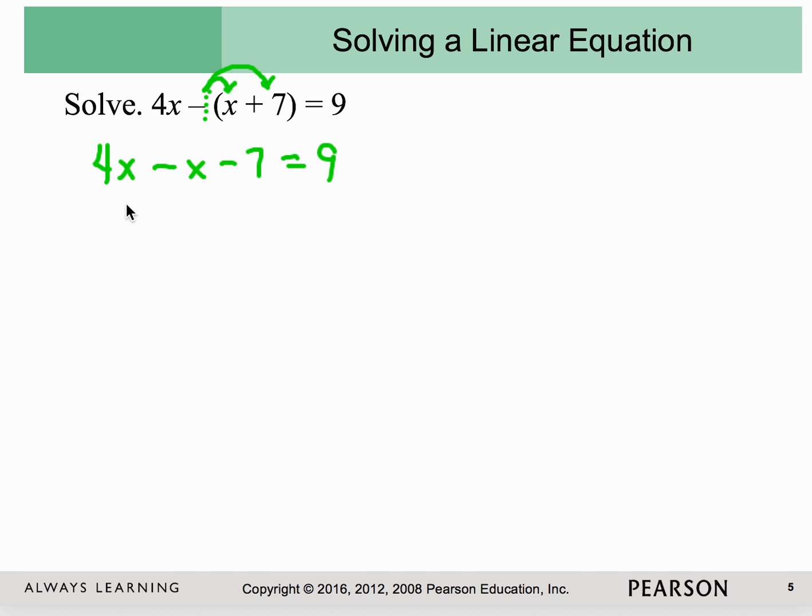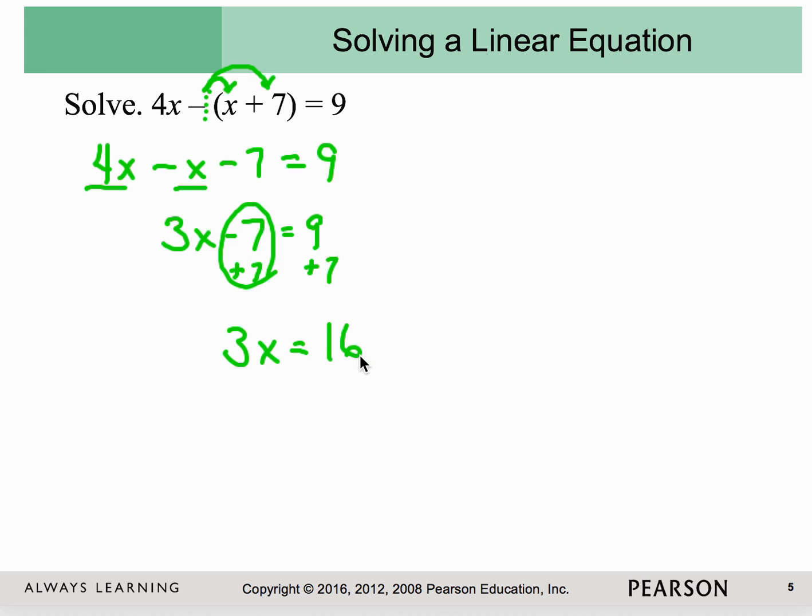Simplify both sides. So here's two terms that are alike. 4x minus 1x is 3x. Undo anything being added or subtracted to the variable. So let's add 7 because that would make that go away. But I have to do it to both sides. So 3x minus 0 is just 3x. But 9 plus 7 is 16.